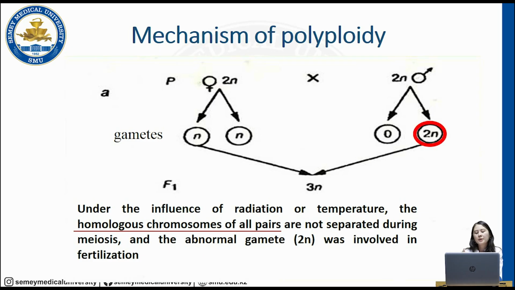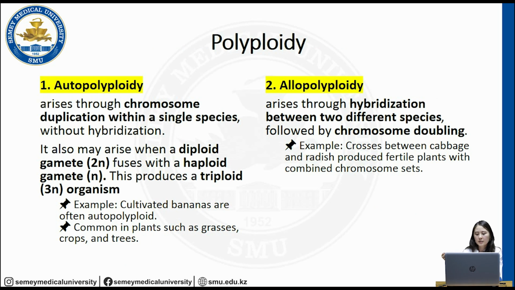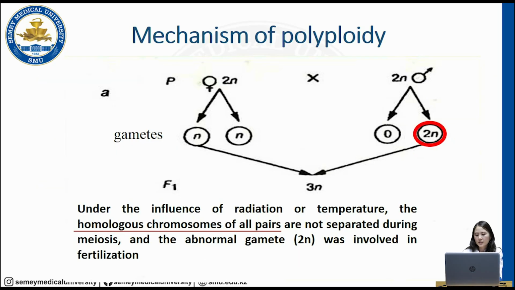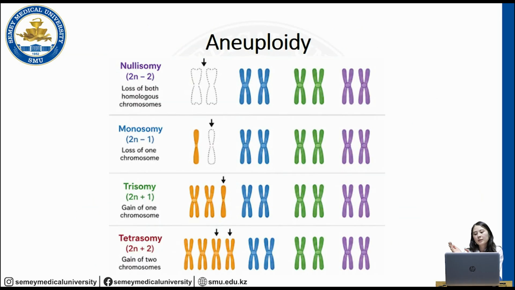Allopolyploidy arises through hybridization between two different species, followed by chromosome doubling. An example is a cross between cabbage and radish, which produces fertile plants with the combined chromosome sets. So here you can see the mechanism of the polyploidy. Under the influence of radiation or temperature, the homologous chromosomes of all pairs are not separated during meiosis, and the abnormal gamete, as you can see on the second parent, a diploid gamete, was involved in the fertilization, and the offspring is triploid.